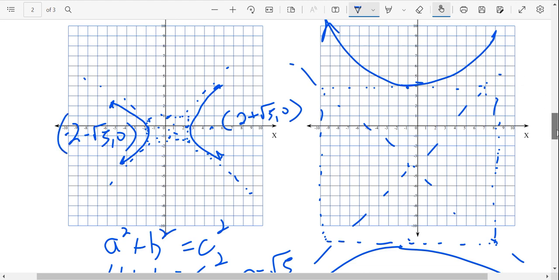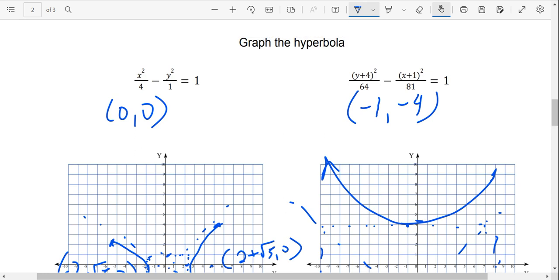There's your foci, and then same thing over here. A squared plus b squared equals c squared. Add them up.